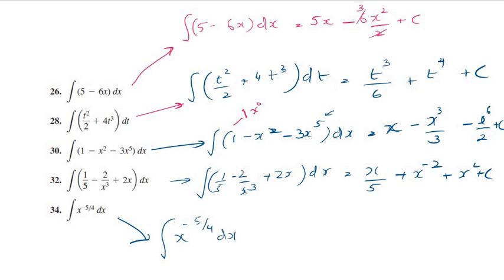Let me do this step by step. So you add 1 to this. When you add 1 to this, all you get is 1 over 4 minus 1 over 4. You get minus 1 over 4, because this is 1 plus 1 over 4. So this would be minus 1 minus 1 over 4. When you add minus 1 and minus 1 over 4, you get minus 5 over 4. So this would be minus 4 x to the power minus 1 over 4 plus c.